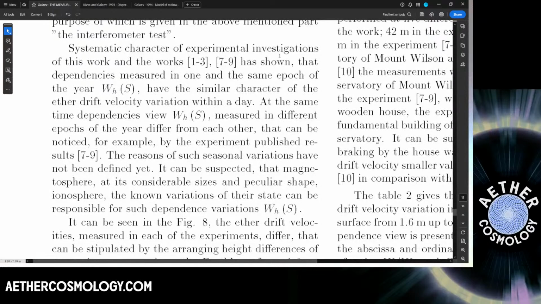Systematic character of experimental investigations of this work and the works of 1 through 3 and 7 through 9 has shown that dependencies measured in one and the same epoch of the year of the ether wind sidereal time have the similar character of the ether drift velocity variation within a day. At the same time, dependencies of the ether drift velocity with sidereal time measured in different epochs of the year differ from each other. That can be noticed, for example, by the experiment published results of 7 through 9. The reasons of such seasonal variations have not been defined yet.